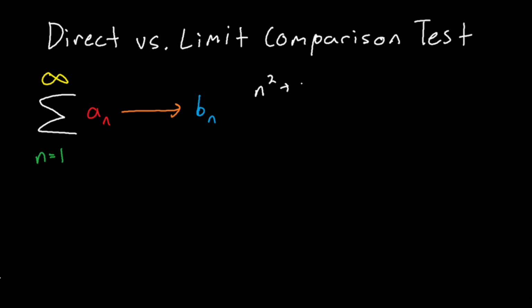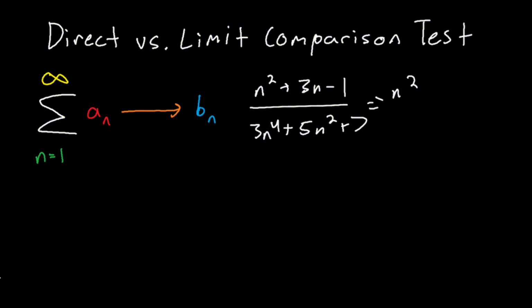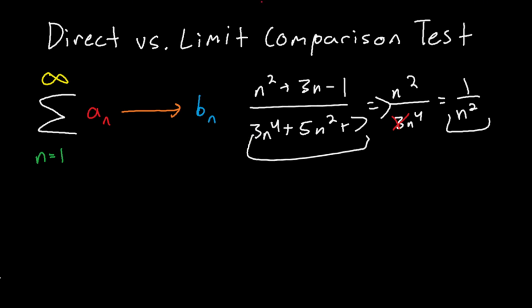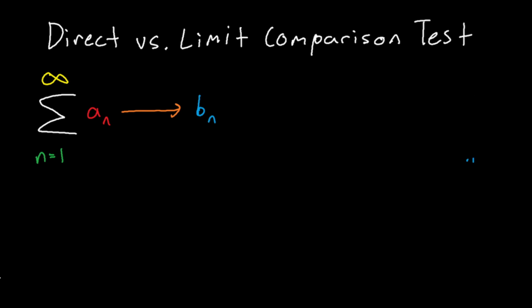So if you had n squared plus 3n minus 1 over 3n to the fourth plus 5n squared plus 7, doesn't matter. You'd only care about the largest exponents on the numerator and denominator. So b of n would go to n squared over 3n to the fourth. And you could just remove any coefficients if you'd like to find b of n, to get n squared over n to the power of 4, to get 1 over n squared. And this would be your b of n if this right here was your a of n. So if this was a of n, your b of n would simply be this function 1 over n squared. Right? Only care about the largest exponents in the numerator and denominator.